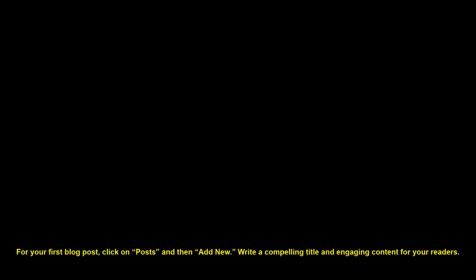For your first blog post, click on Posts and then Add New. Write a compelling title and engaging content for your readers. Use images and media to enhance your post visually. Remember to use categories and tags to organize your content effectively. After writing, click the Publish button to make your post live.